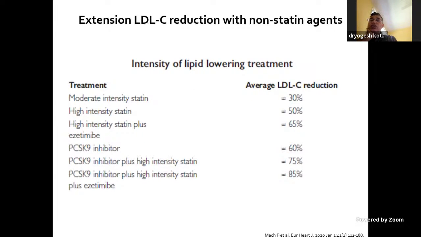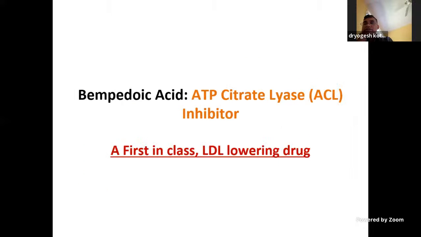So this is the slide showing what each therapy does. Basically, a moderate intensity statin reduces LDL by 30%. A high intensity statin reduces the LDL by 50%. High intensity statin plus ezetimibe reduces by 65%. A PCSK9 inhibitor reduces by 60%. PCSK9 plus a high intensity statin reduces by 75%. And this is the 85% reduction, which can be achieved by a combination of PCSK9 inhibitor plus high intensity statin plus ezetimibe. Next slide.